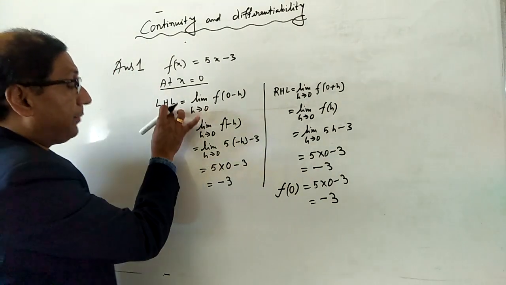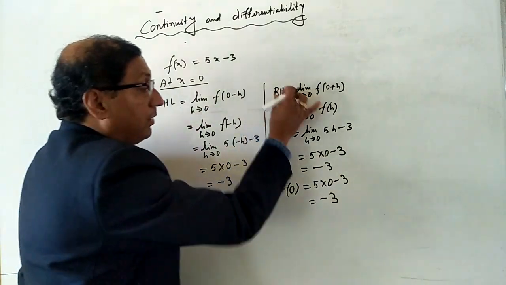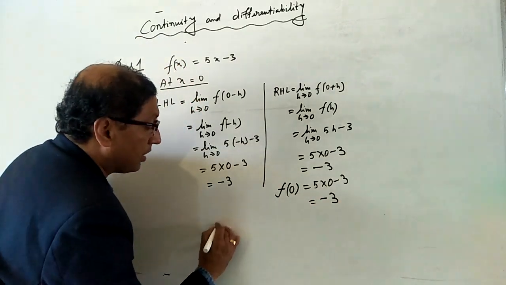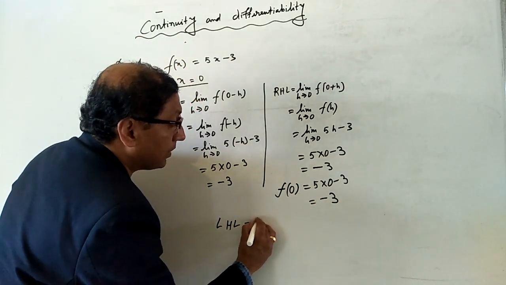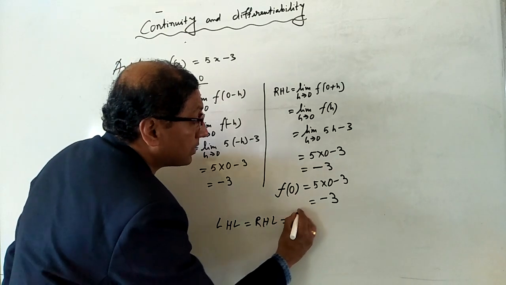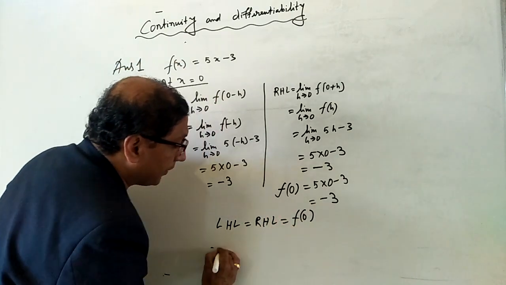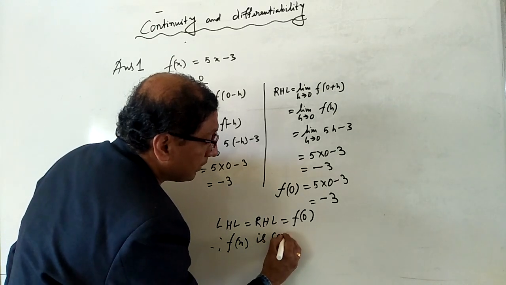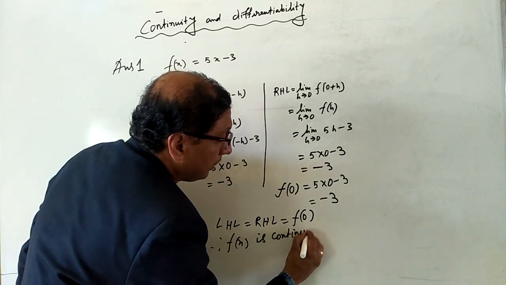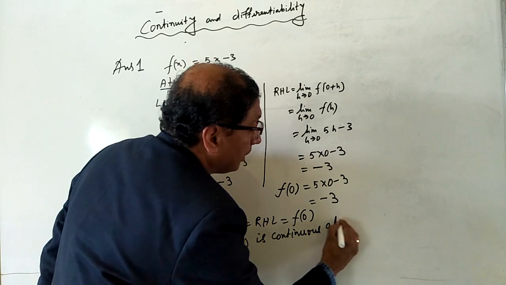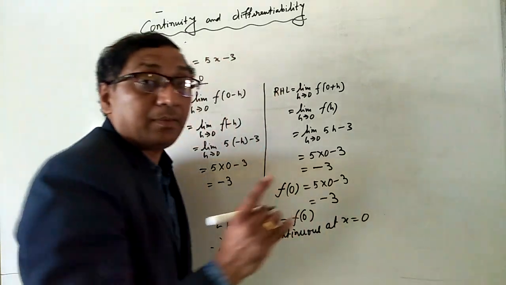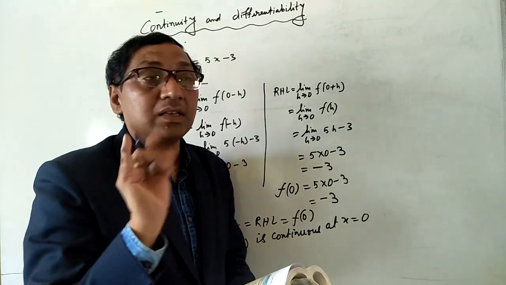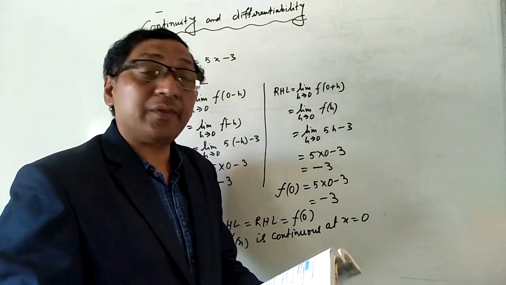Now observe, left hand limit ka value minus 3, right hand limit ka value minus 3, and f(0) also minus 3. All three are equal. So left hand limit equals right hand limit equals f(0). Therefore f(x) is continuous at x equals 0. Similarly we can check at x equals minus 3 and at x equals 5. This is one kind of question we are getting in 5.1.